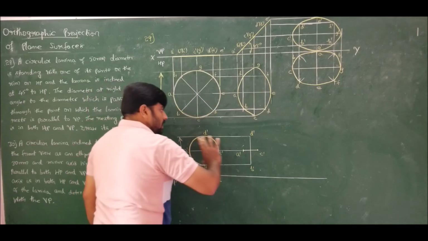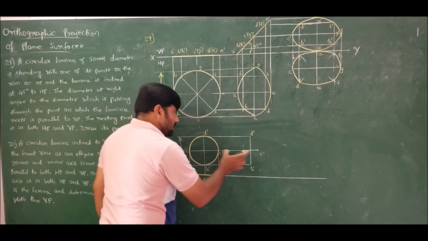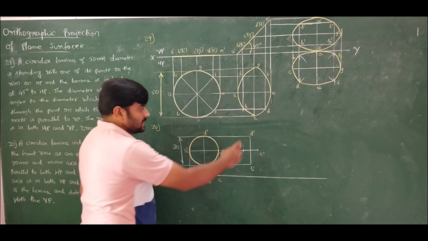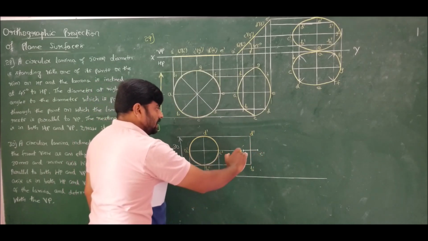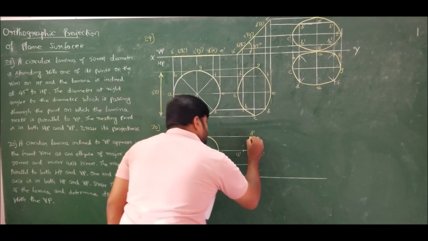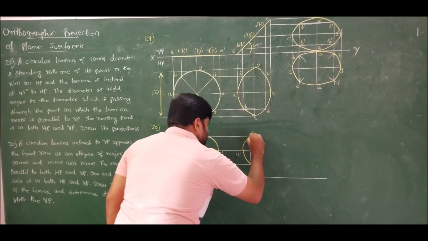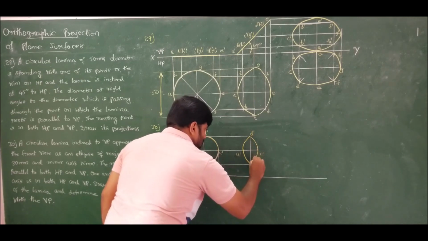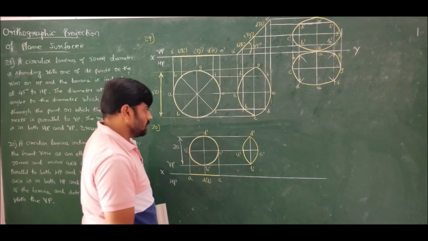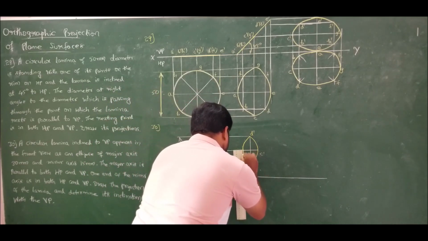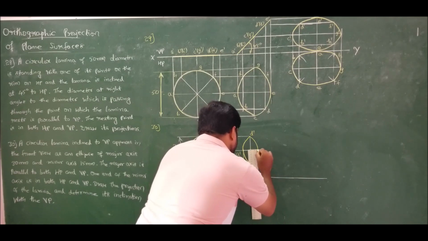Hope you followed. Take the major axis, take the projection, mark the minor axis as 7.5, 7.5 on either side at exactly center. So major axis is 30, minor axis is 15. Now draw ellipse. Done. Ellipse is drawn.